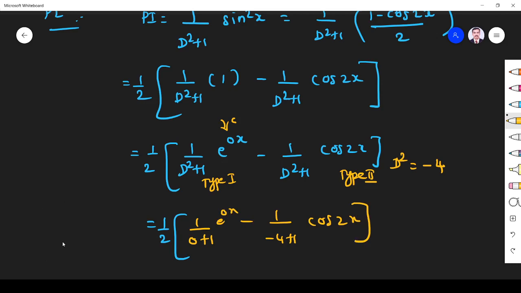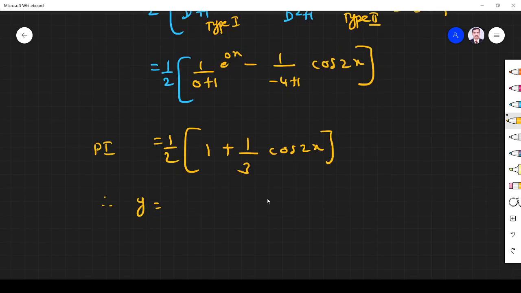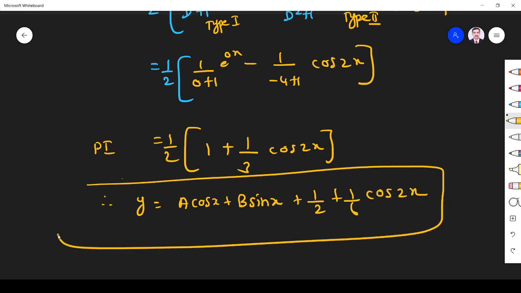Like that we will do. So it will become 1 by 2, 1 minus, 1 plus 3 cos 2x. This is what our particular integral. Therefore, our solution is y is equal to CF. CF is a cos x plus b sin x plus 1 by 2, I bring inside, 1 by 2 plus 1 by 6 cos 2x. This is what our particular integral. Fine. So a very simple problem.